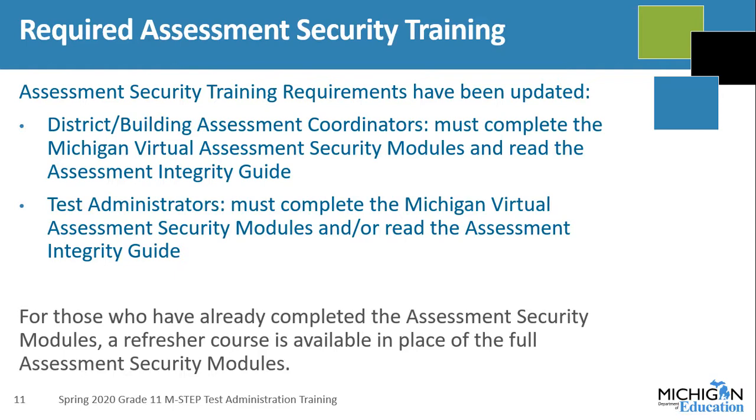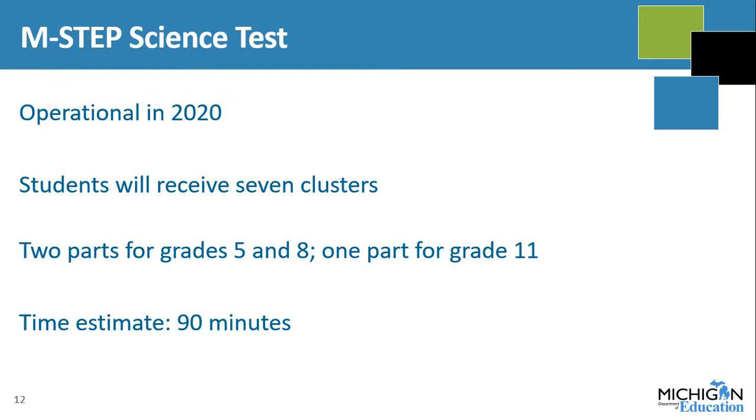The MSTEP Science Test will be operational in spring 2020. Students will receive 7 clusters each. There is 1 part for grade 11. The time estimate to complete the science test is 90 minutes. This time estimate does not include administrative tasks such as handing out test tickets or reading the directions.